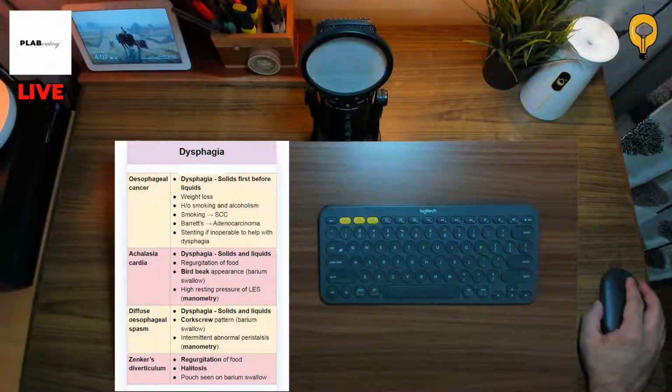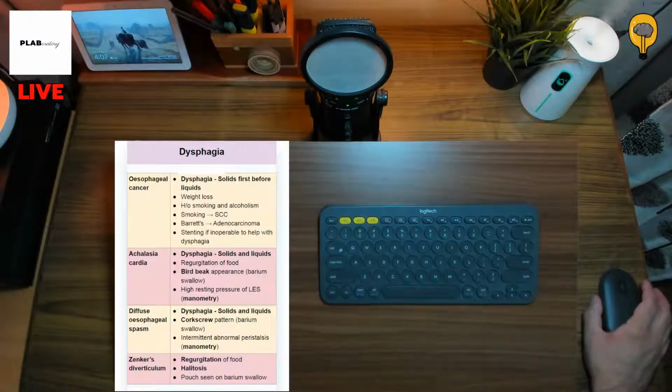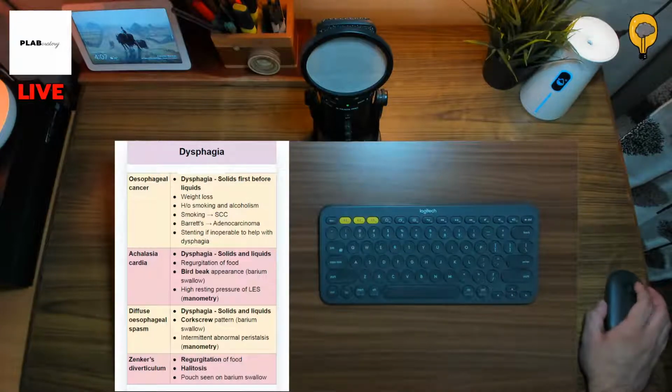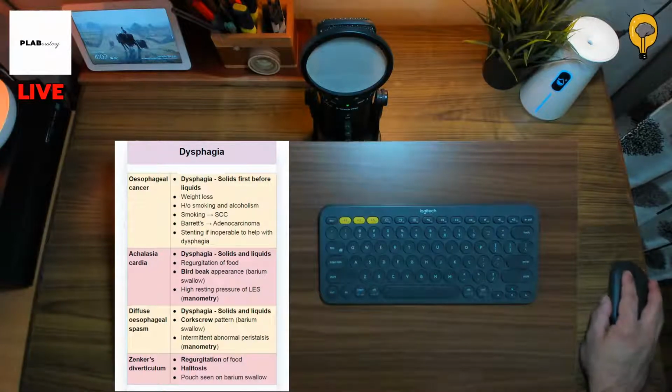Now, barium swallow is only done if manometry is unavailable. Barium swallow will show dilatation of the esophagus which narrows into a beak-like appearance, or bird's beak appearance, we say. So barium swallow shows dilation of the esophagus, which narrows into a bird's beak at the distal end. Management is dilatation of the lower esophageal sphincter in achalasia.